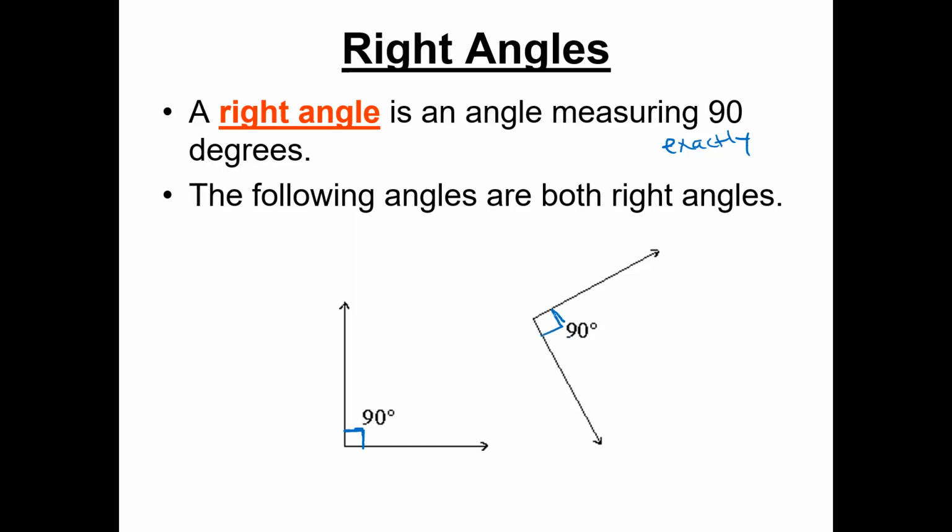Because most of the time, when you see angles, they make a curvy line, right? But this one is not curvy; it's two lines making a square. So if you see this symbol, it means that it is a right angle, which is 90 degrees.